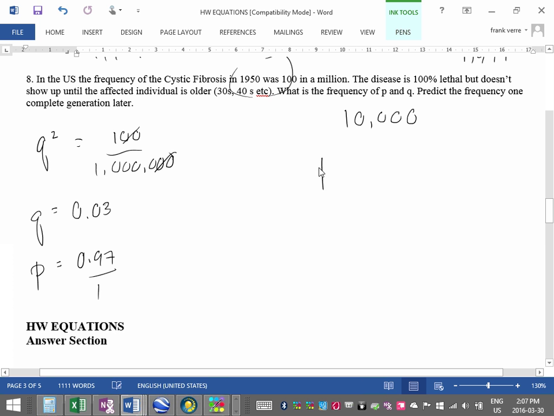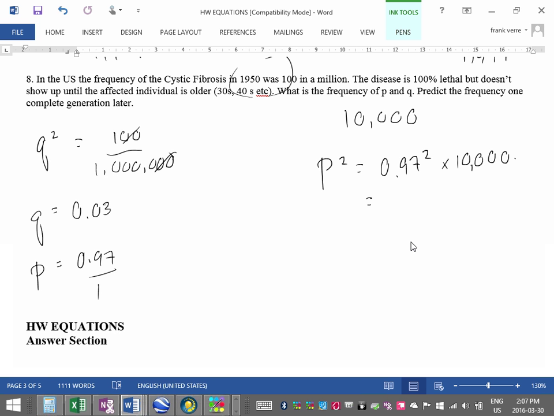And you can say, okay, what percentage are p squared? Right? And then you do 97% times, p squared is 0.97 squared times 10,000. And you figure out, but you don't have to do that here. You'd be wasting your time. Read the question carefully. Don't be tricked into doing something you don't need to do.